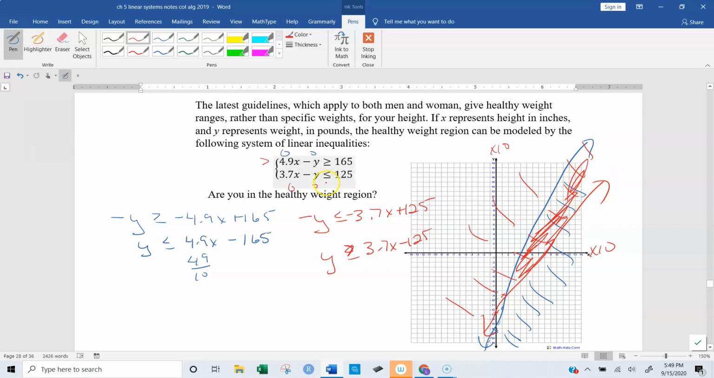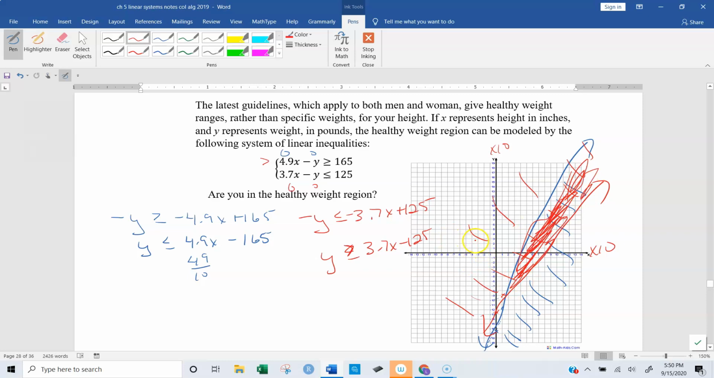All right, now once you do that, we're going to plug in our 0, 0. I forgot to do it on the blue one. You plug in 0, 0. 0 is not greater than 65, so we shade away from the origin. On the red one, you plug in 0 and 0, and it is less than 125, so that's true, so we shade there. This in-between section is how much you should weigh.